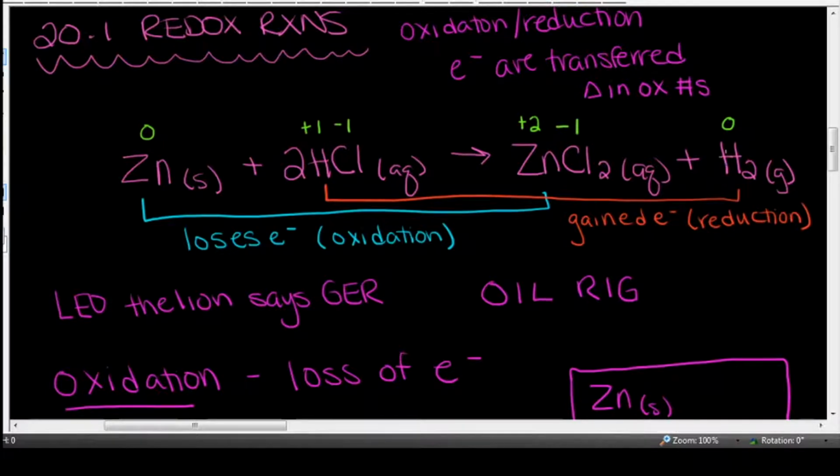Now, these changes in oxidation numbers don't always have to be to 0. Like you could have something going from a +1 to a +2, or from a +2 to a +4. Or negative charges, or oxidation numbers, I should say. So you can just have changes in magnitude of the charge. It doesn't always have to be going through a neutral oxidation number of 0. Okay?